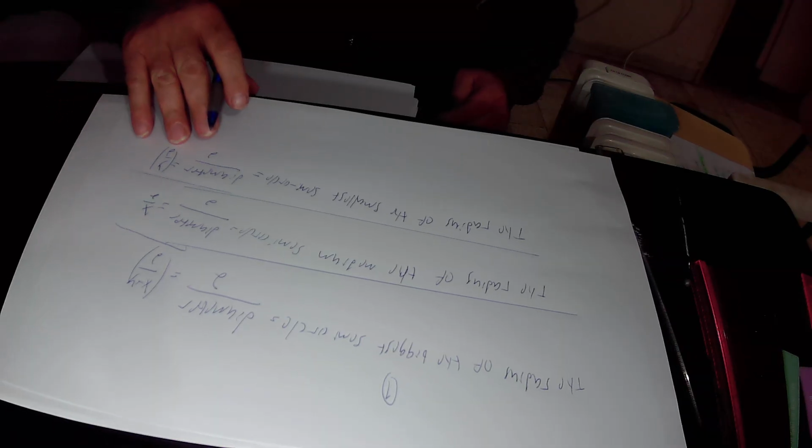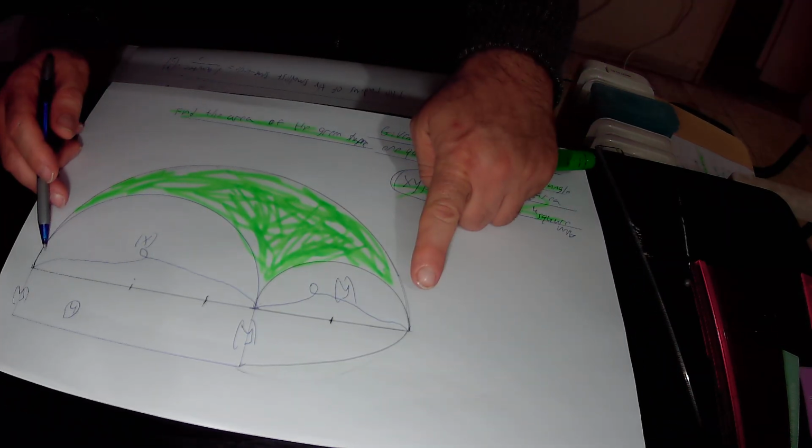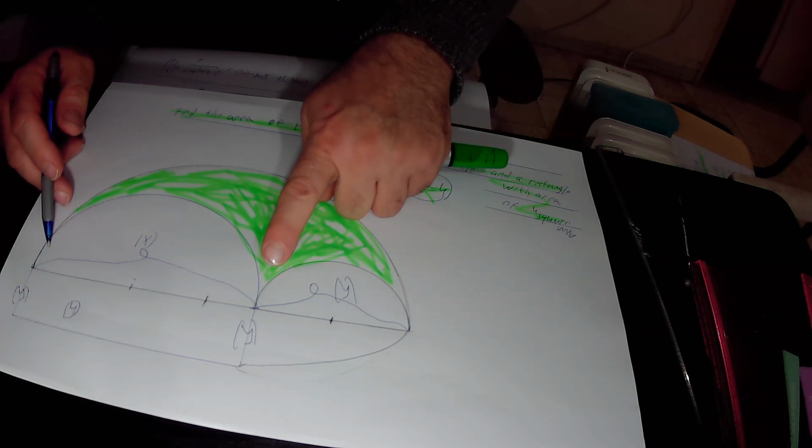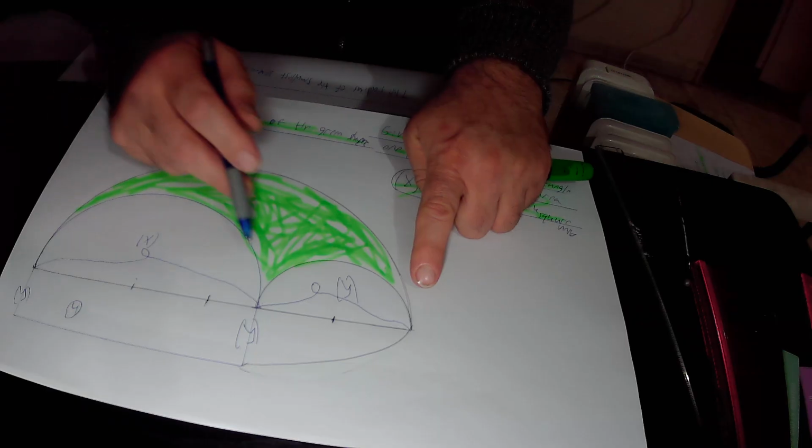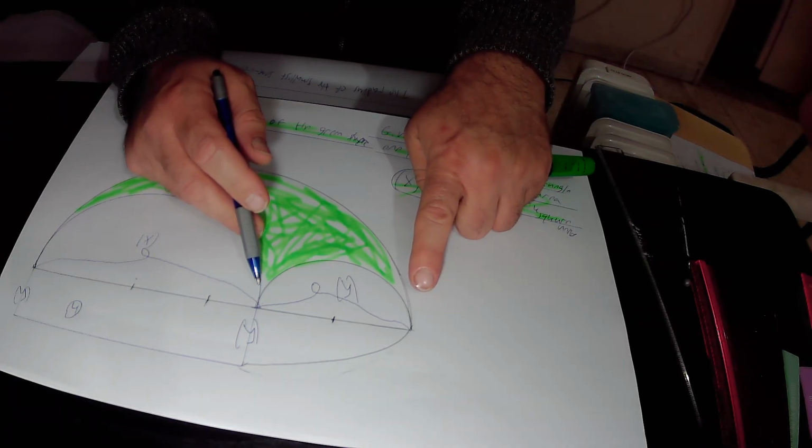So, in conclusion, we can say that the radius of this biggest semicircle equals x plus y over 2, the radius of this medium semicircle equals x over 2, and the radius of this smallest semicircle equals y over 2.